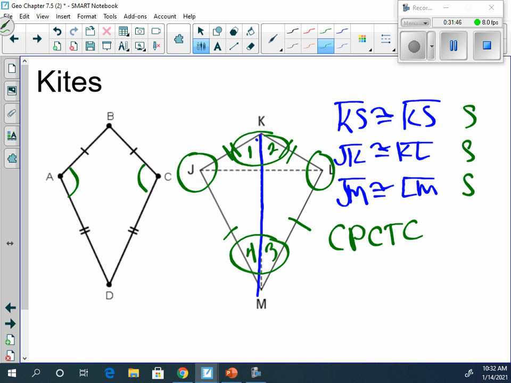Now, we can't say that 1 and 2, this whole angle here and this whole angle here, are congruent because they can be different. But it works out that the diagonal bisects it. The diagonal will bisect the non-congruent angles, but it will not bisect the congruent angles.